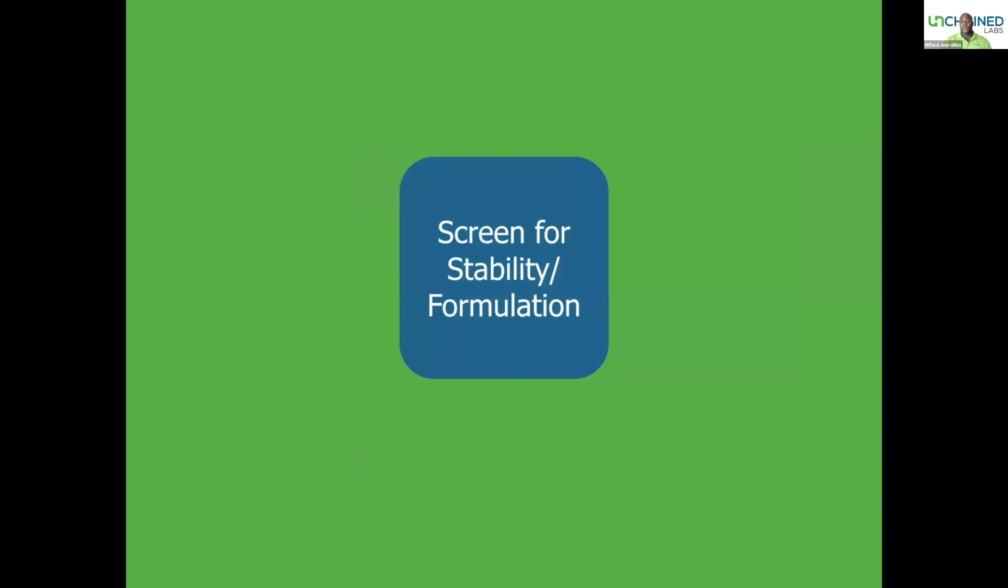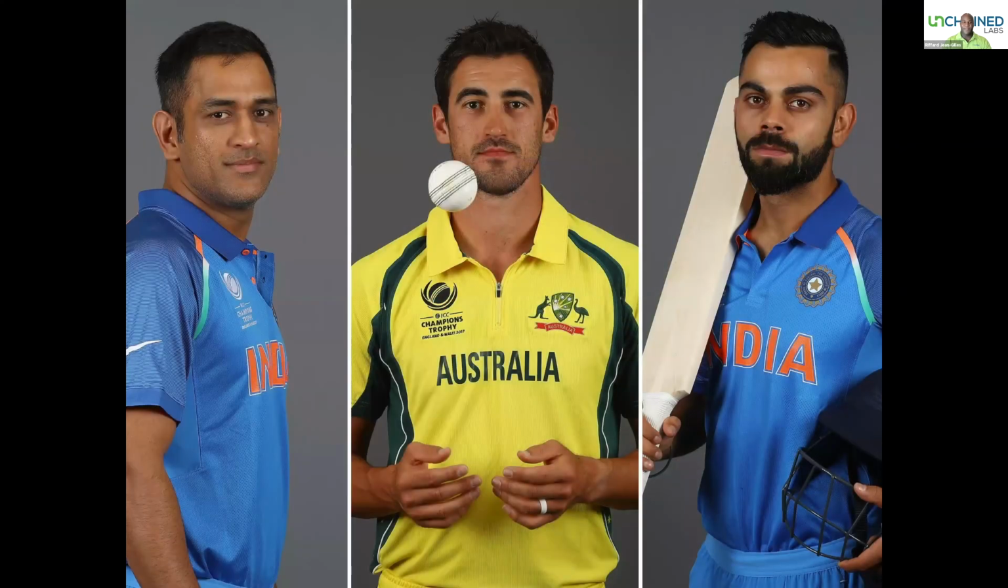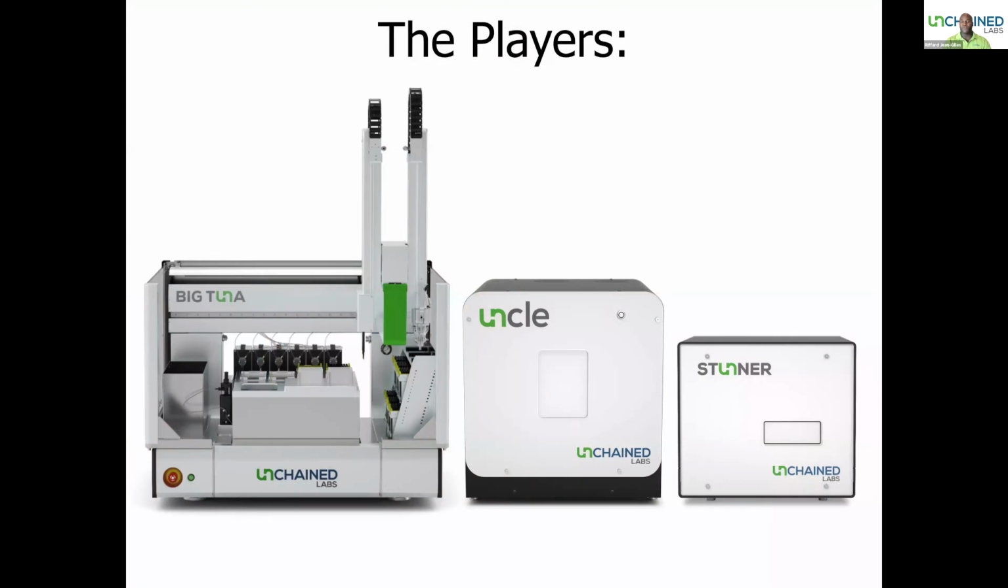As you make your way through screening for stability and formulation, right, we're going to want to have the right tools again. So here I'm going to show you a few well-known cricket players, okay? And I'm going to use that as an analogy again to show you different instruments and how each of them brings unique tools or unique skill sets to the game, right? So the one here that I'm going to emphasize is going to be the Big Tuna. So let's take a step back.